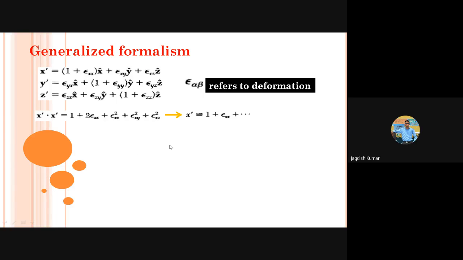Correct? Now, if we assume that the strains are very, very small, not very large, or deformation is not very large, then we can neglect these higher order terms. If epsilon xx is very small, something like 0.01 or 0.001, what will be epsilon xx square? That is going to be very, very small. So we can say the deformation in x-axis or change in length of x-axis can be retained only up to first order. Similarly, we can write down the other components as well.